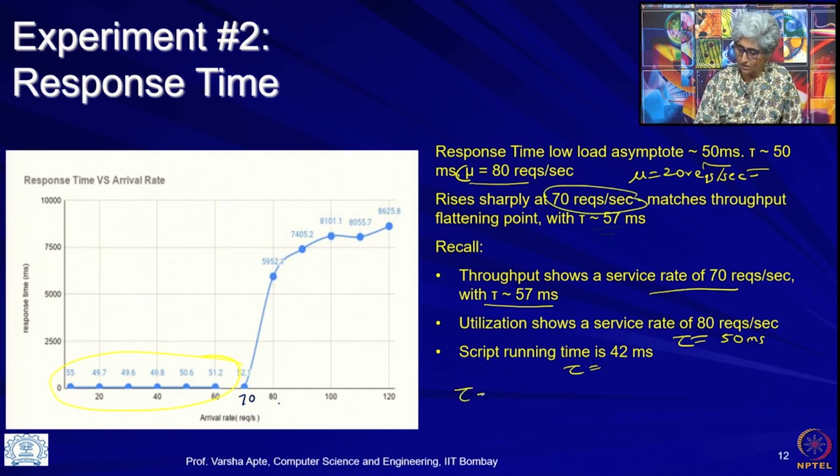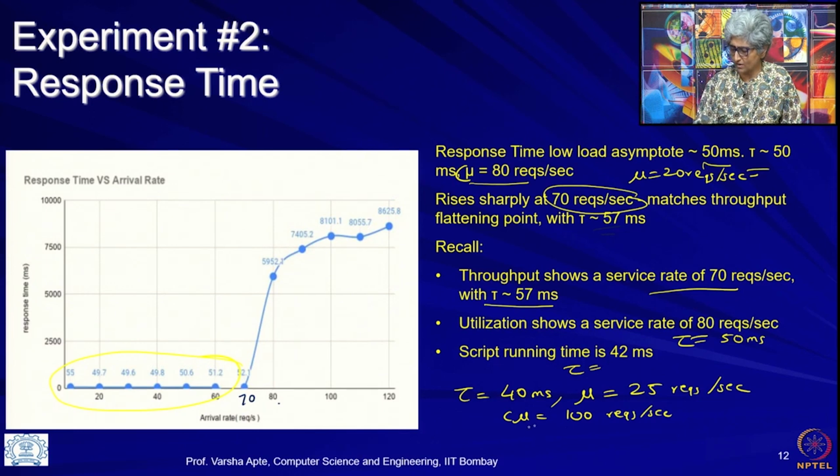If the tau is actually 40 milliseconds, then mu is 25 requests per second and C mu is 100 requests per second. So, with 42 milliseconds our C mu should be close to 100, okay, maybe it will be 90 or something. It should not be 70. So, what theory is helping us do is all these calculations and at least spot that there is something wrong in this experiment, that one chart is telling me one thing, another chart is telling me another thing, a third chart is telling me another thing.